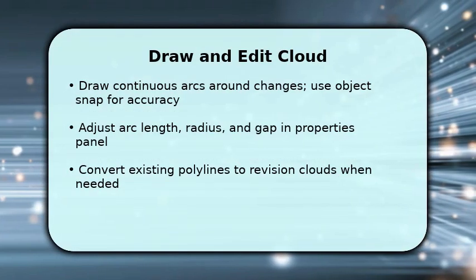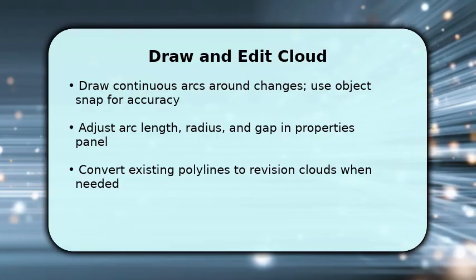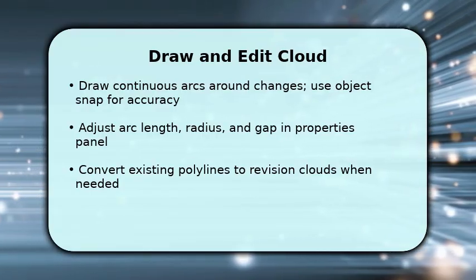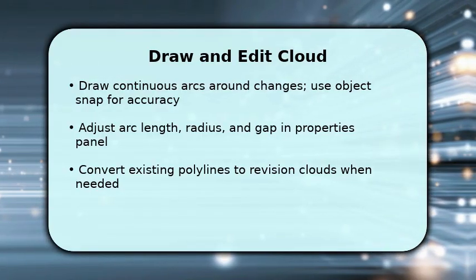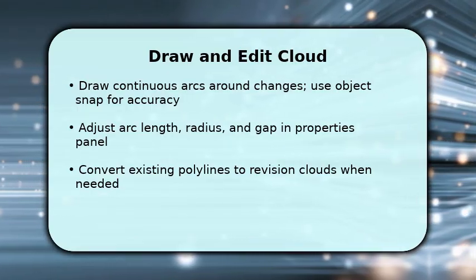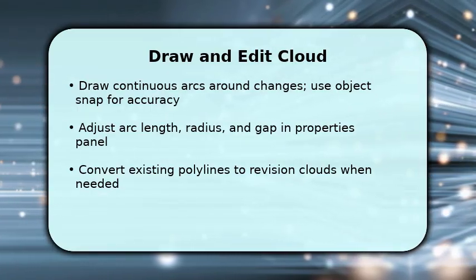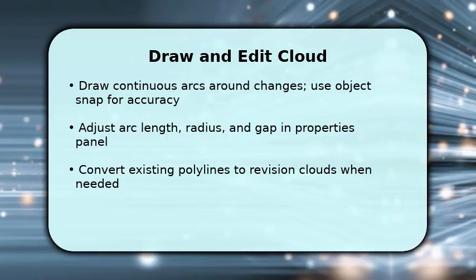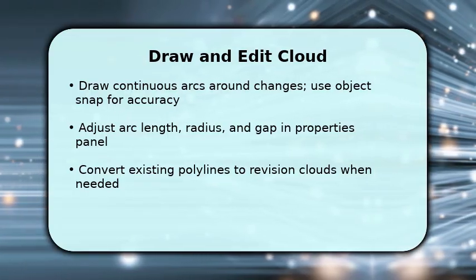You continue by drawing continuous arcs around the area that changed, using Object Snap for precise alignment to corners and midpoints. As you progress, open the Properties panel to fine-tune arc length, radius, and gap so the cloud visually matches sheet standards. This prevents later scaling issues.